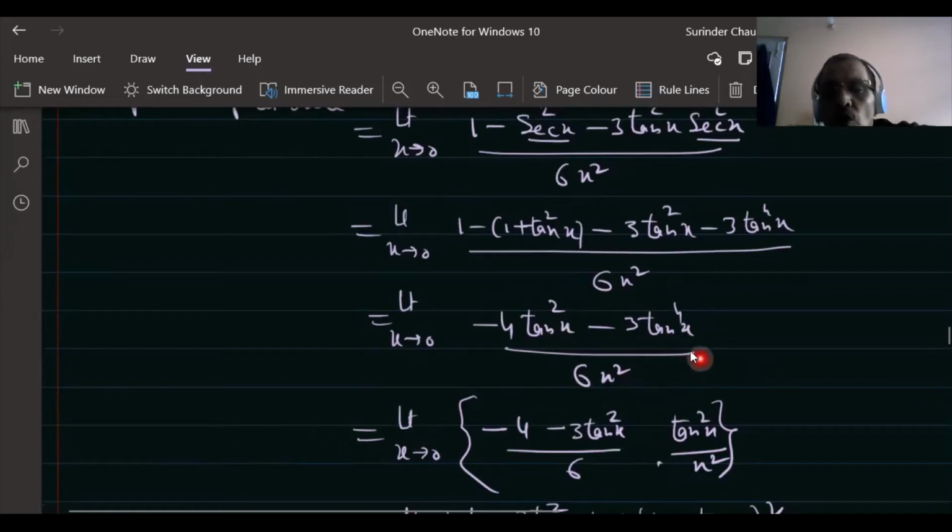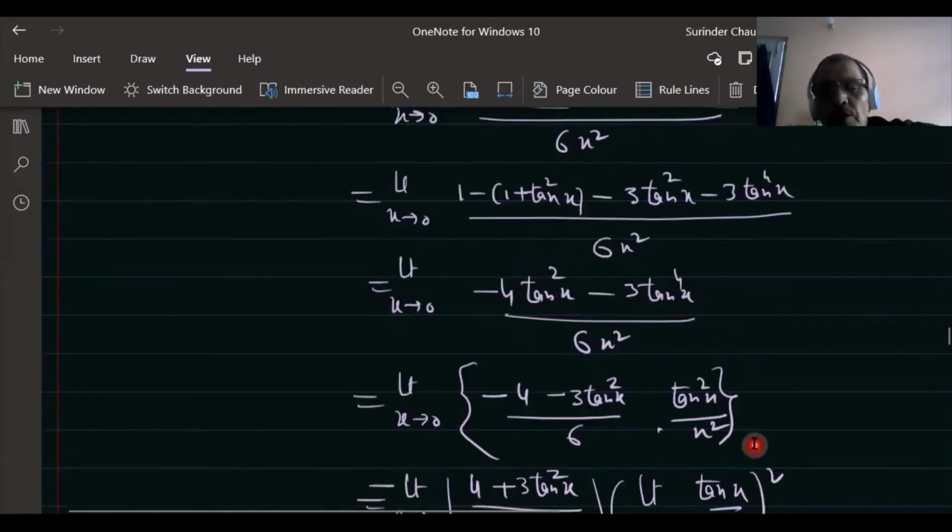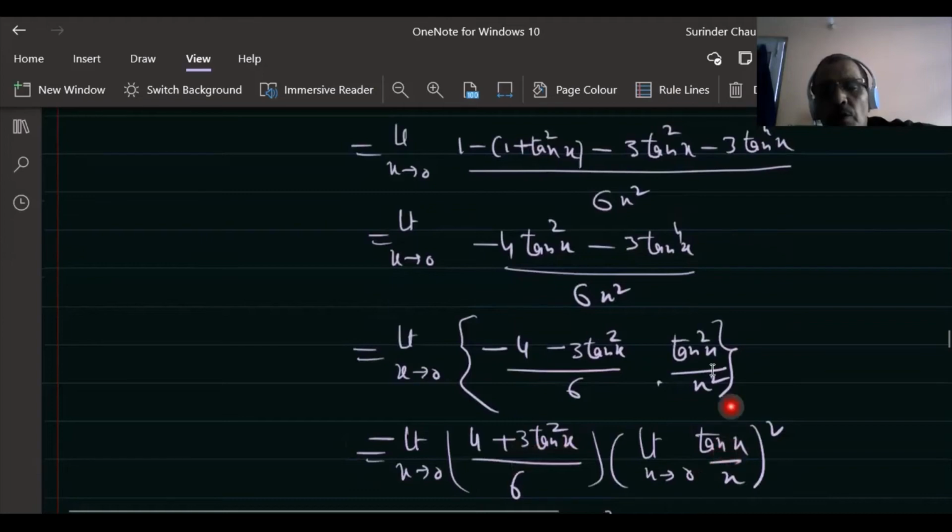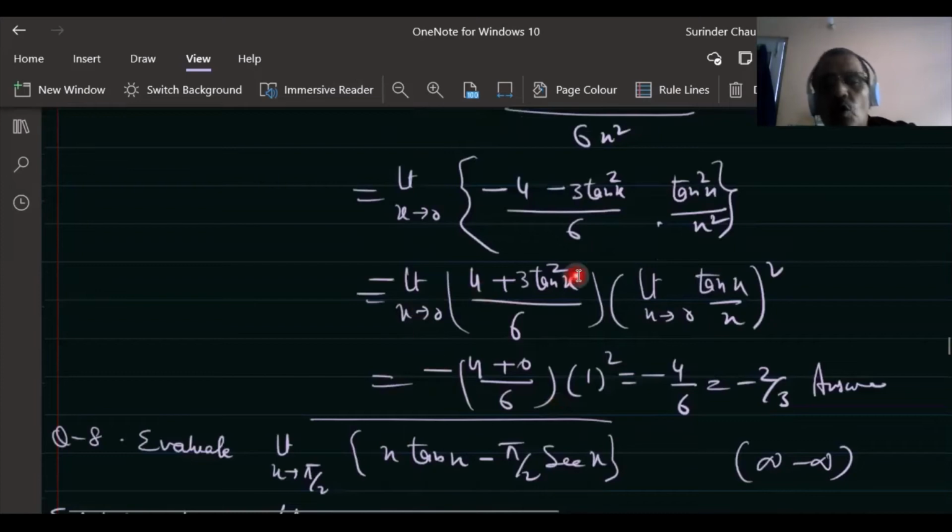So this is equal to, tan squared is common, because we have to eliminate the term. Taking tan squared common, this is tan squared x times minus 4 minus 3 tan squared x upon 6 into x squared. Now the limit of a product is the product of the limits. Limit of this into limit of this. The limit can go inside the bracket. So tan squared x upon x squared is 1, and for the limit of the other part, as x approaches 0, the minus stays outside, and this is 4 by 6, which equals 2 by 3.